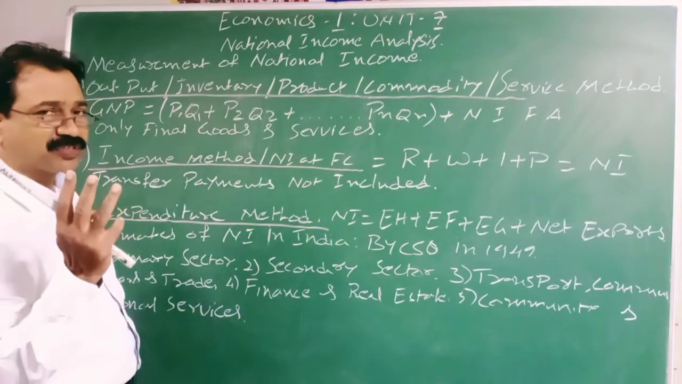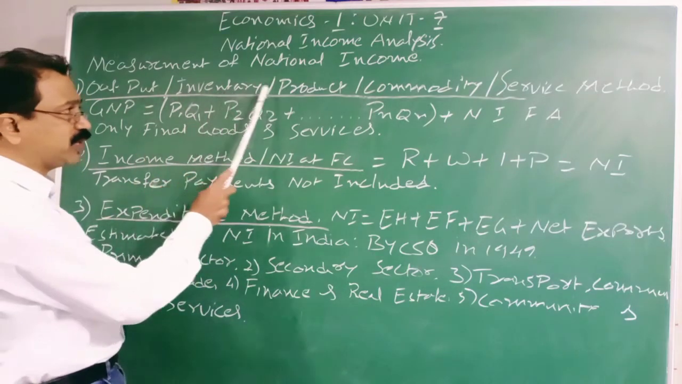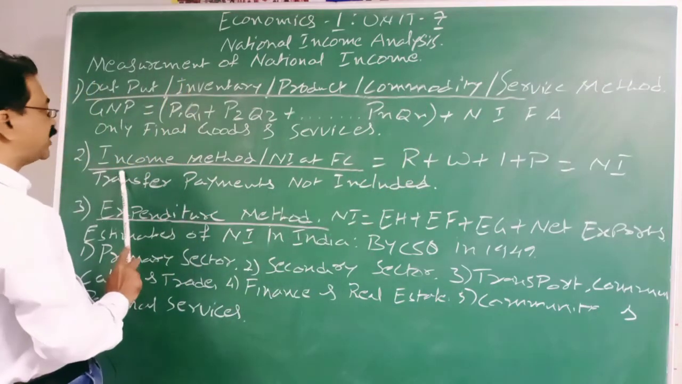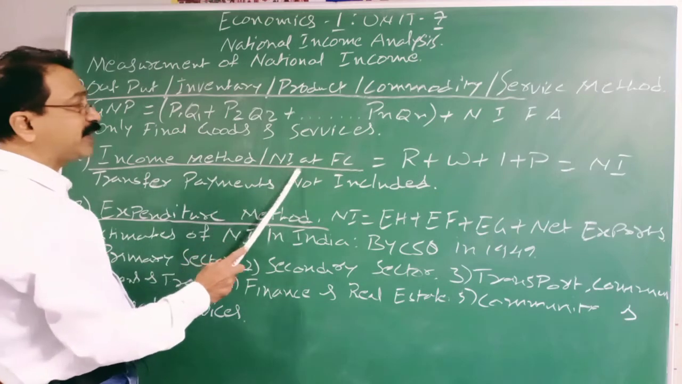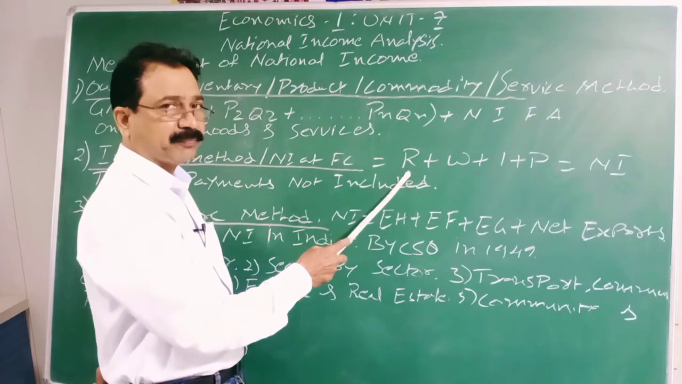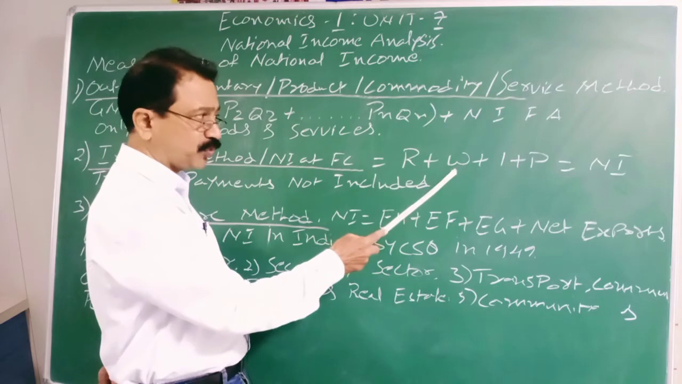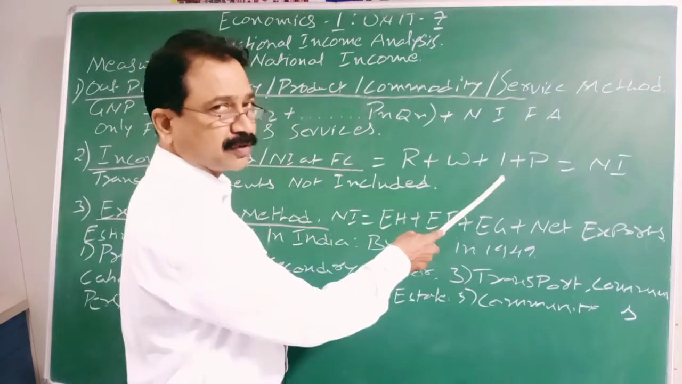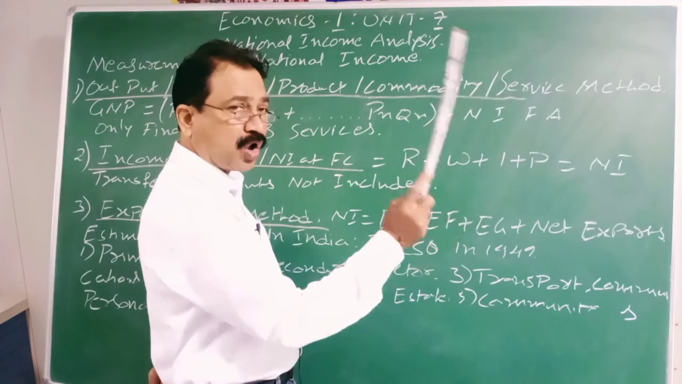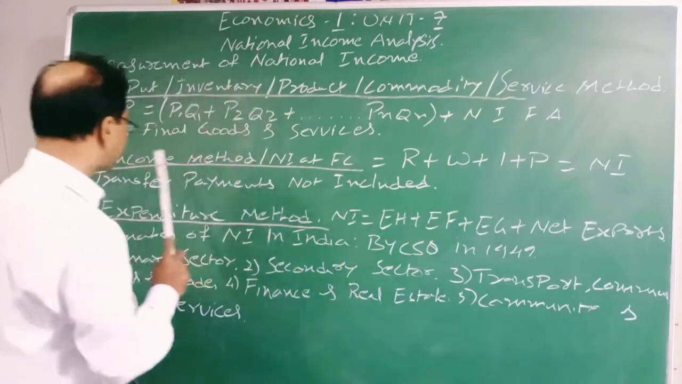So we have three methods of calculating national income. The output method, also called the inventory, product, commodity and service method. That is one method. Second is the income method, or net income at factor cost method. In this, four factor incomes are calculated: rent for land, wages to labor, interest to capital, profit to organizer. When you put them together, you get the national income. That is the income method.